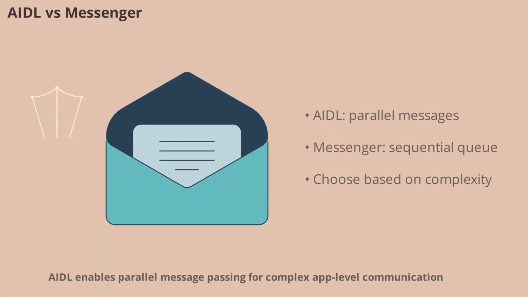AIDL enables parallel message passing for complex app-level communication, while Messenger queues messages sequentially for simpler thread and process management. Choose AIDL for advanced data and control sharing, and Messenger for straightforward IPC.